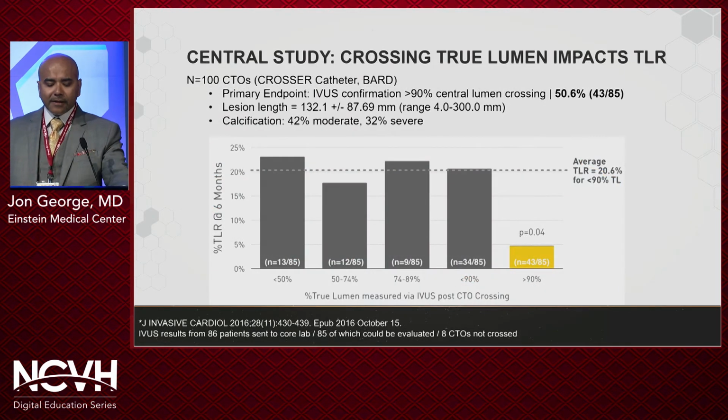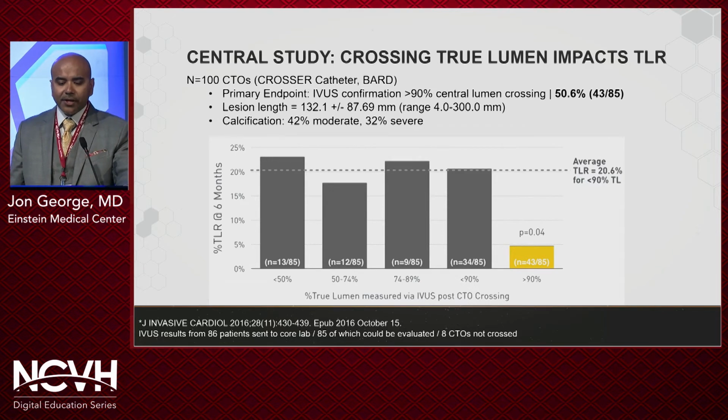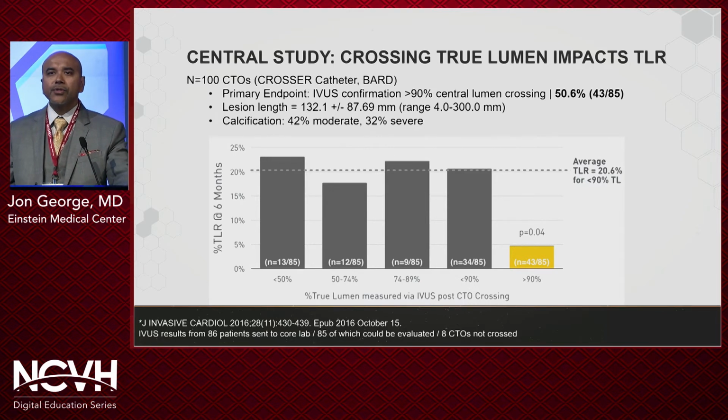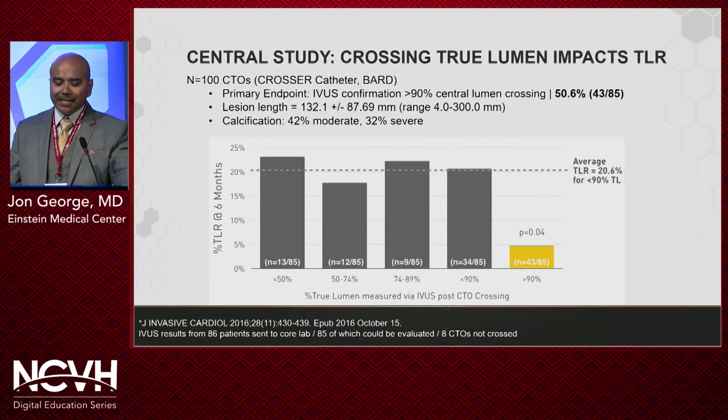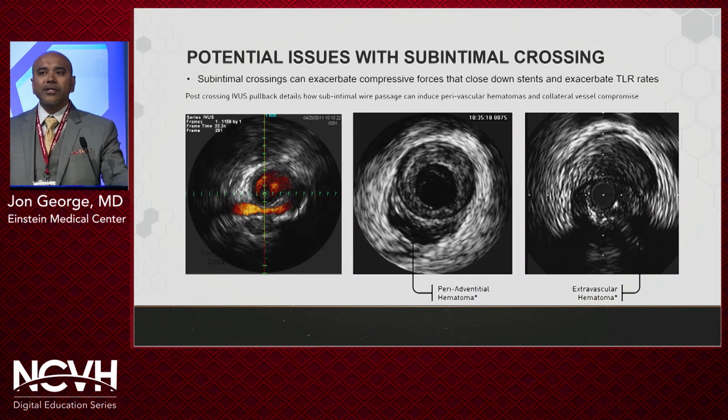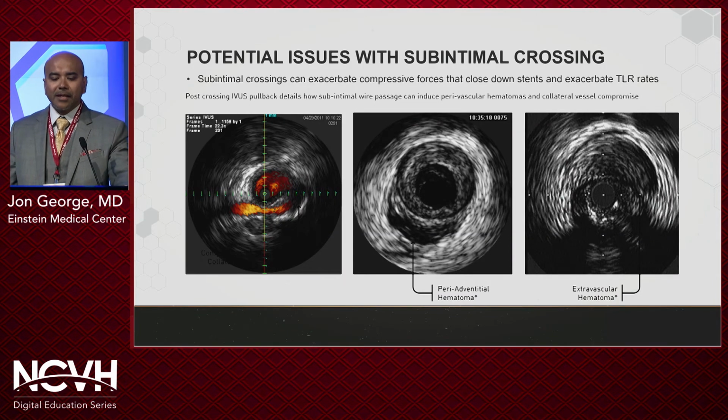Well, if you look at this particular study published in Journal of Invasive Cardiology, looking at crossing the occlusion via true lumen path actually impacts the TLR rate, or the target lesion revascularization rate. And so if you look at the primary endpoint here, these were IVUS-guided measurements in the Crosser study by Bard. If you were greater than 90% true lumen crossing based on IVUS, then you had a significantly lower percentage of TLR at 6 months. And so the question again becomes, how can you tell whether you're true lumen? And if you're not using imaging, it becomes extremely difficult.